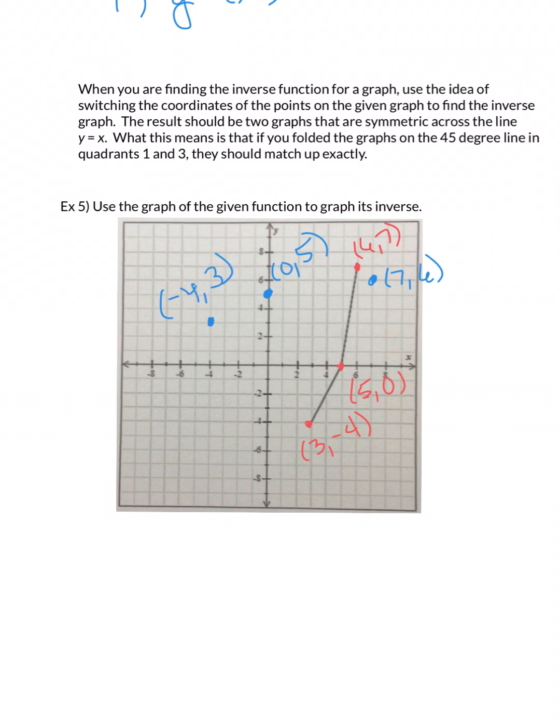Now, by connecting those points, we get the graph of our inverse. To check ourselves, let's think about if we had the 45-degree line that ran through quadrants 1 and 3. If we folded along that line, would those two graphs line up on top of each other exactly? And they would.